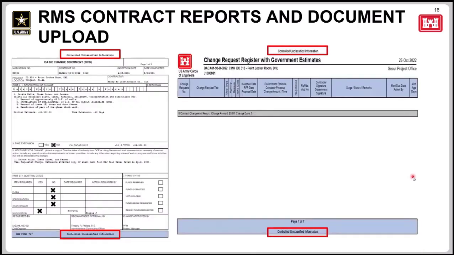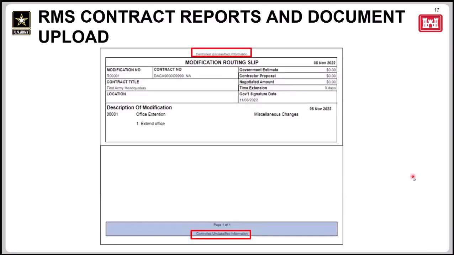Here are some examples of those reports with the controlled unclassified information header and footer. And there's the mod routing slip.